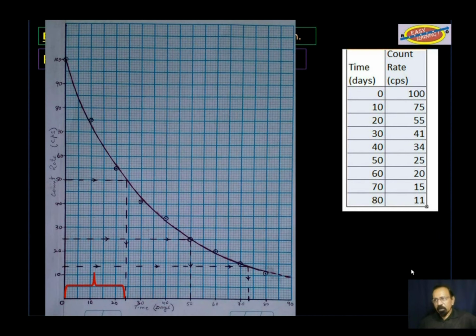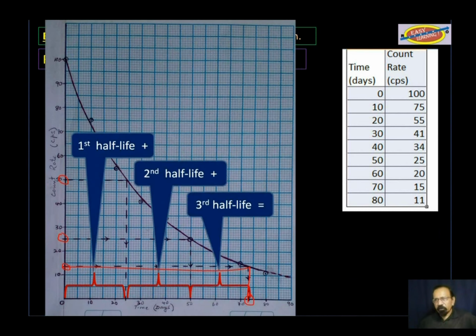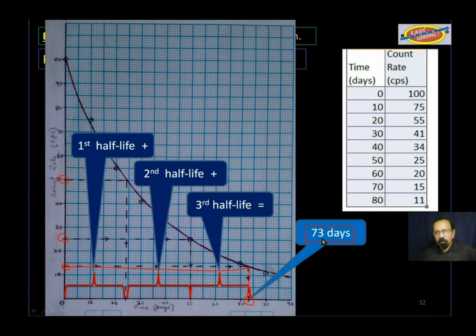So the easier way is, you know, this 50 would give you first half-life, 25 second half-life, 12 and a half third half-life. You just come down here, come across, come down, take this final number, where you know you have 3 half-lives, which gives you 73 days. Well, if 3 half-lives add up to 73 days, you just divide 73 by 3 to get 1 half-life, and we get back the 24 days.